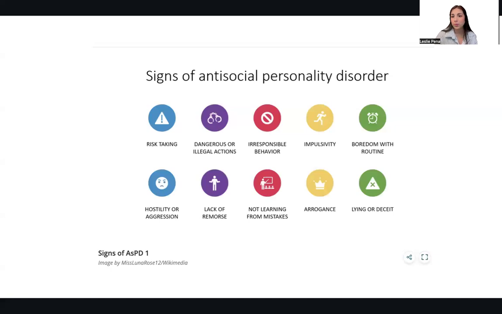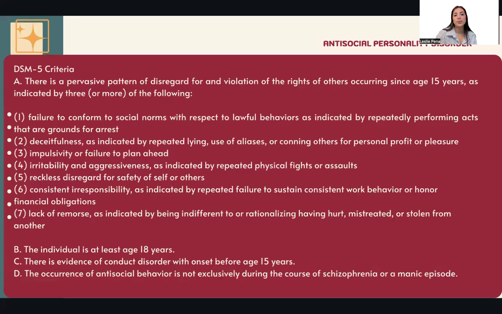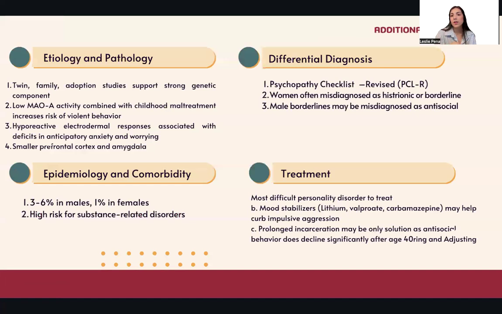They get very bored with routine. They're impulsive. They lie and are deceitful, arrogant, don't learn from their mistakes, lack remorse, and show hostility or aggression. And all of these are from the DSM-5, by the way, in case I never said that. Etiology: twin and family adoption studies show strong genetic components.